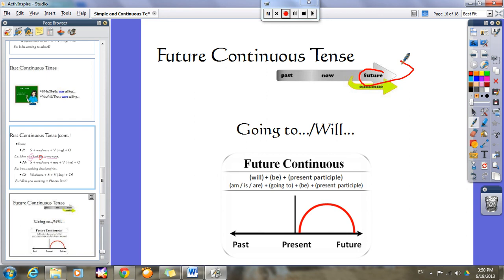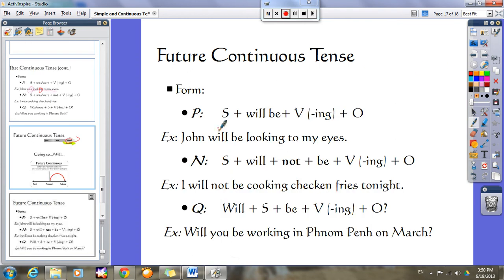For instance, you will be waiting for her when her plane arrives tonight. If we come to the next slide, we will see that John will be looking to my eyes. After will be we use verb ing. But in negative, after will we are not using be. Pay attention to it. We use first not, which means negative. We will not be cooking chicken fries tonight.